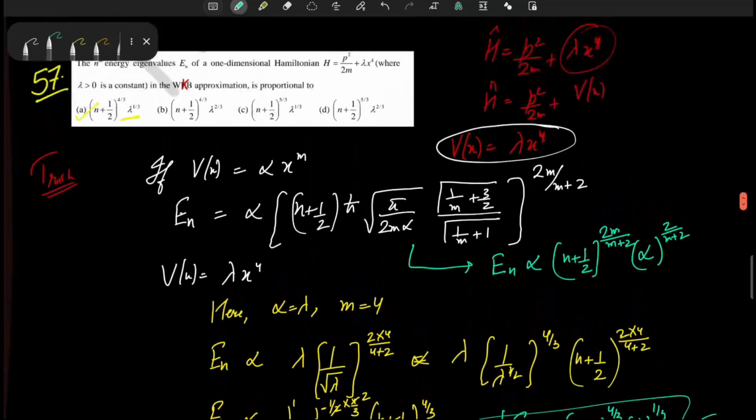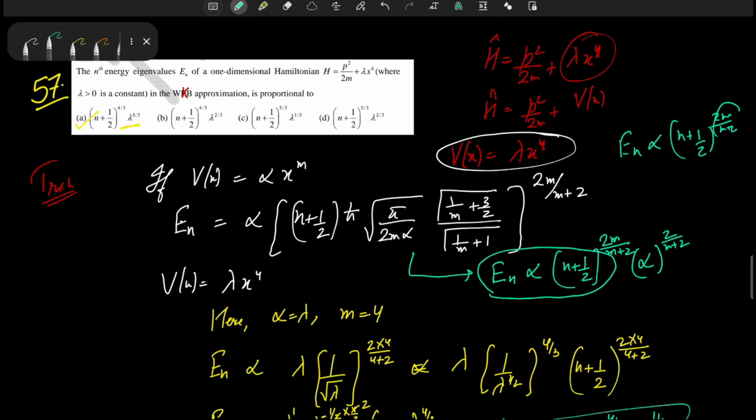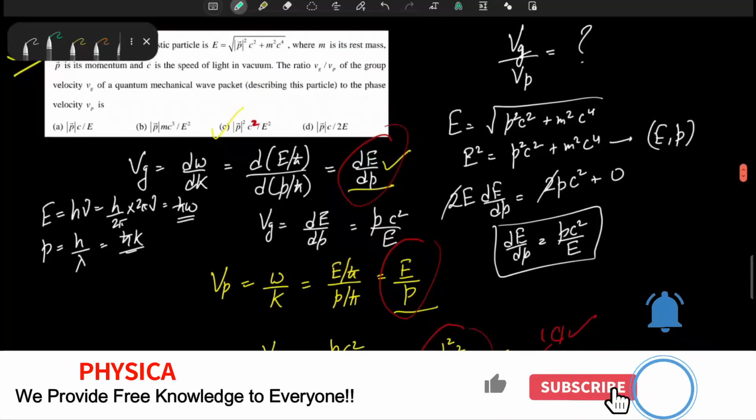I think in one of the previous year questions, the question came that you have to tell only the proportionality on the quantum number n. So you simply know that En is proportional to n plus half raised to power 2m by m plus 2. So you can only calculate this, and this was a 5 marks question. So how easy is this question by using this trick? So these were the 2 questions I solved.